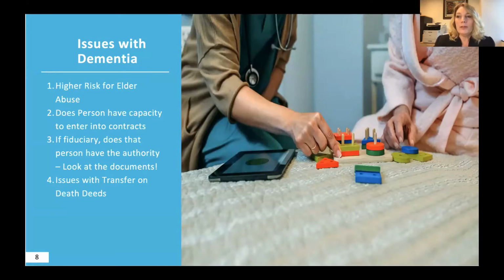If you are dealing with the fiduciary, look at the documents. If they say, "Hey, Mom," or "Hey, real estate agent, I am Mom's trustee. I take care of her. I want to sell her house," are you dealing with the appropriate person? You want to see that document. And one of the reasons why is if you're not dealing with the right person, you're wasting your time.